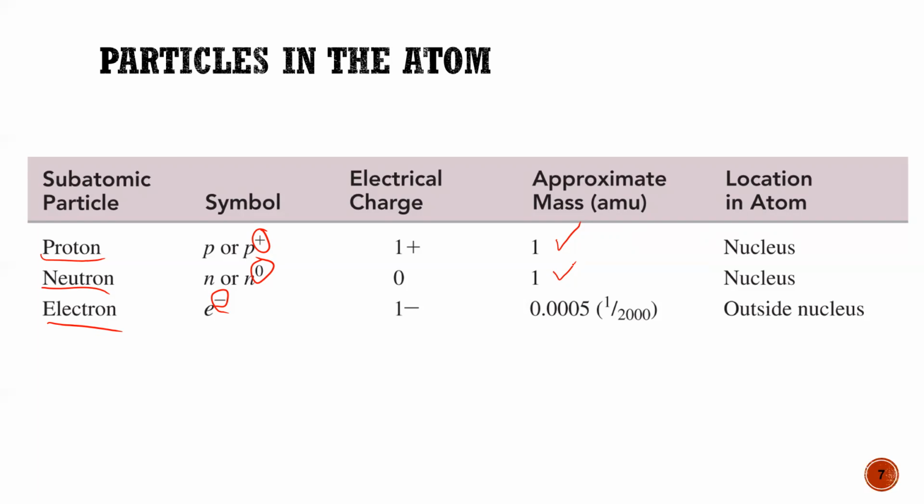The other thing that you need to know is the location of the subatomic particle. And the big thing is, again, as Rutherford discovered with his gold foil experiment, the dense nucleus is where the majority of the mass is, where you find your protons and neutrons, because they're roughly 1 AMU. And outside of the nucleus are your electrons.